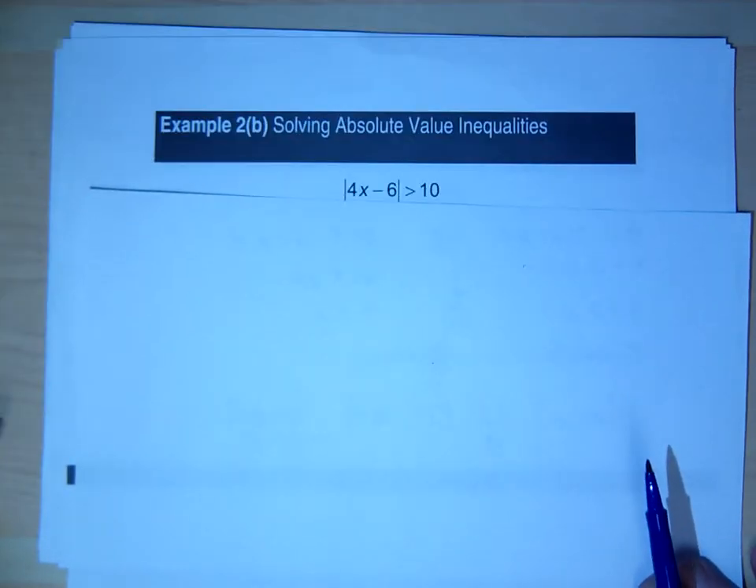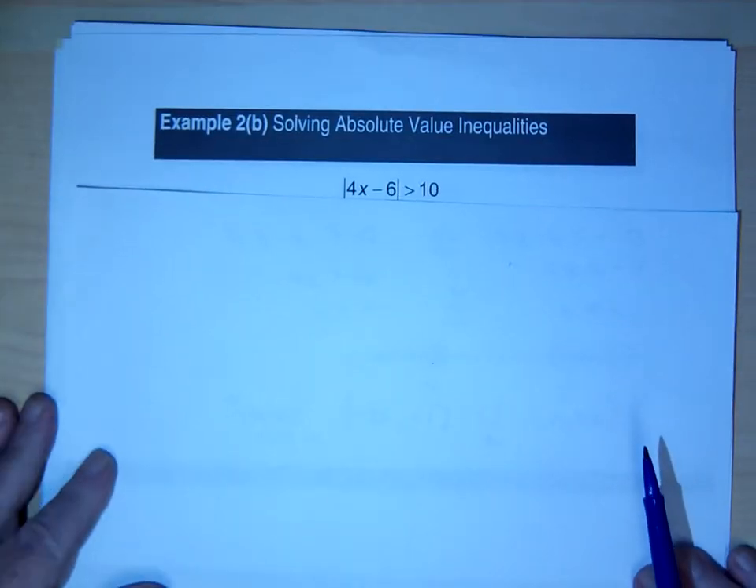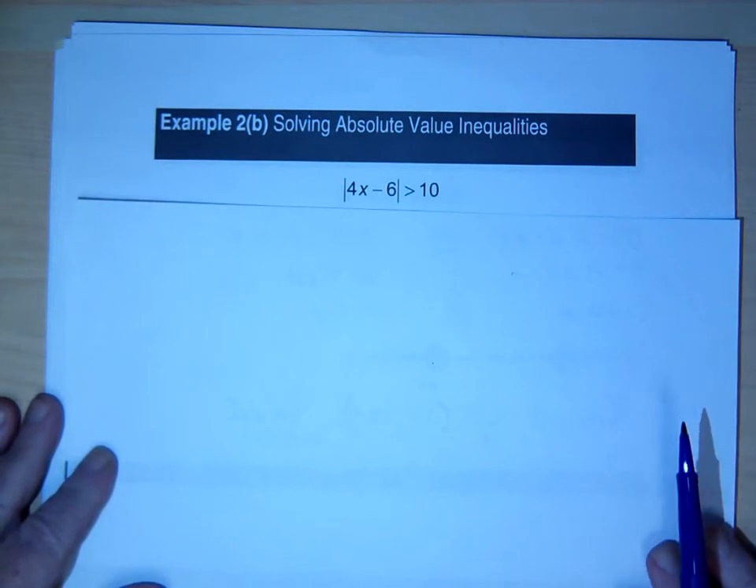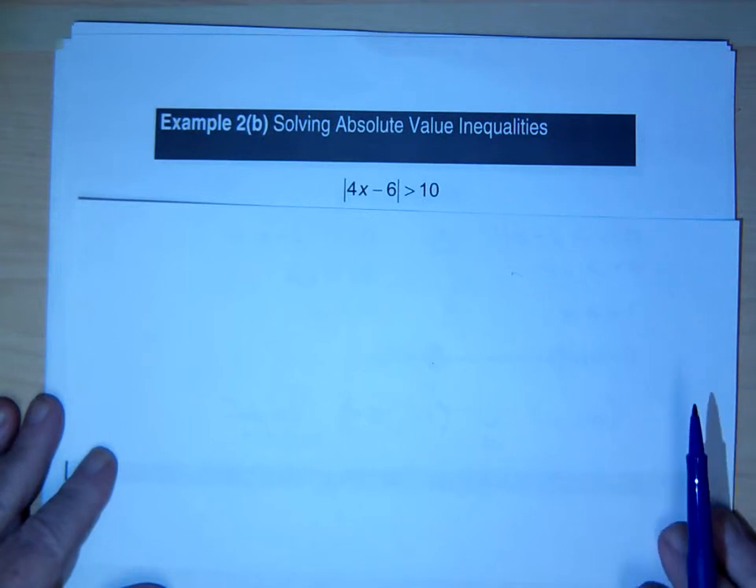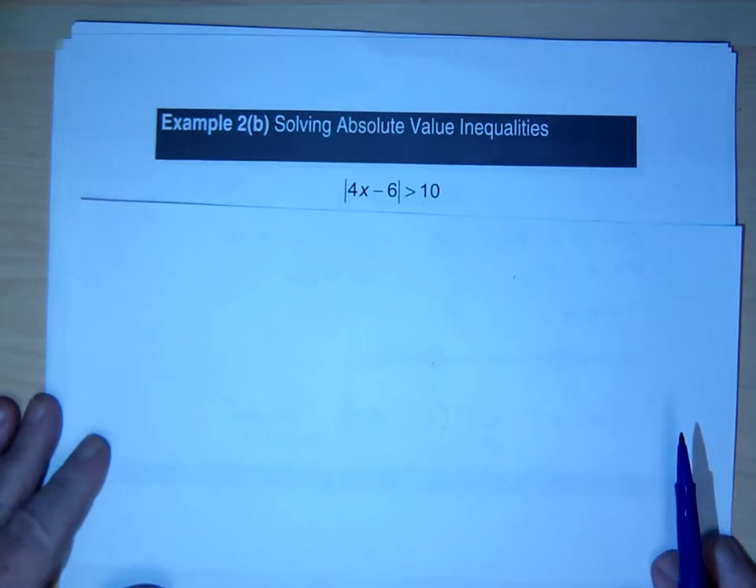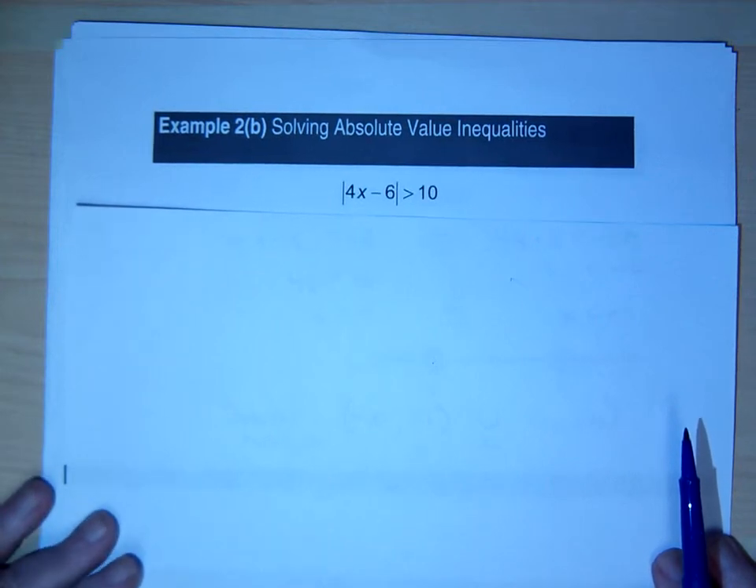The next example is again solving an absolute value inequality, but this time it's the absolute value of z is bigger than 10, or the absolute value of z is bigger than p, as I was talking about in rule number 3. So this is going to give us an OR condition.